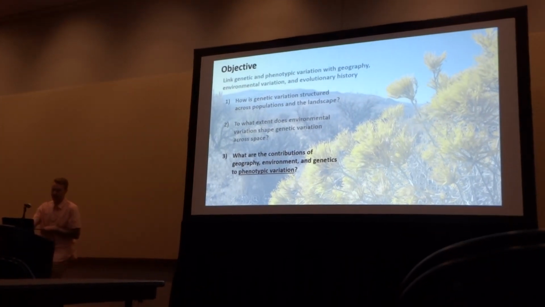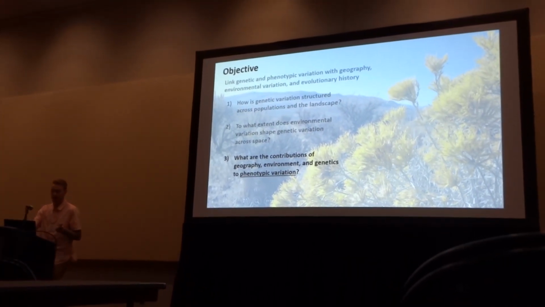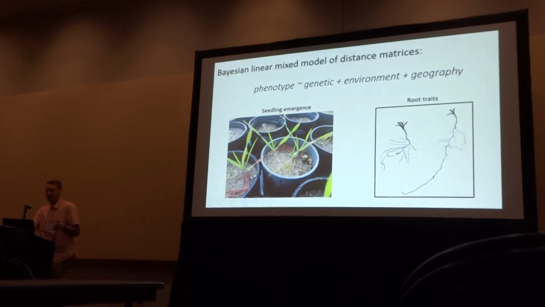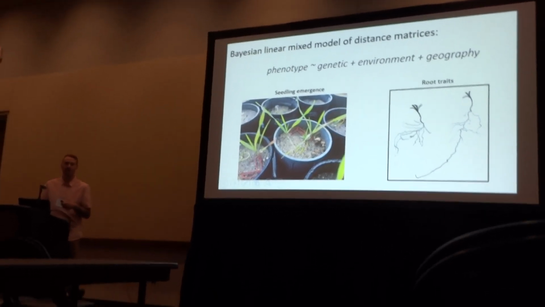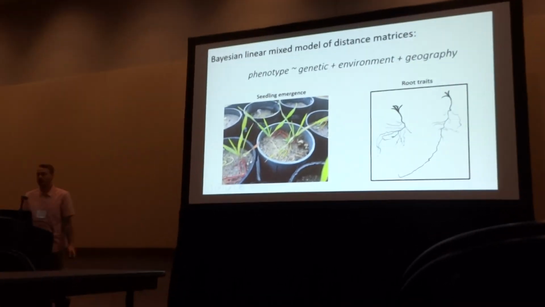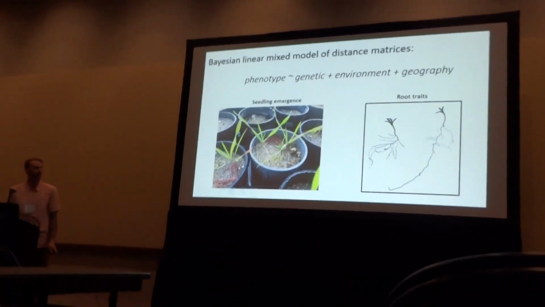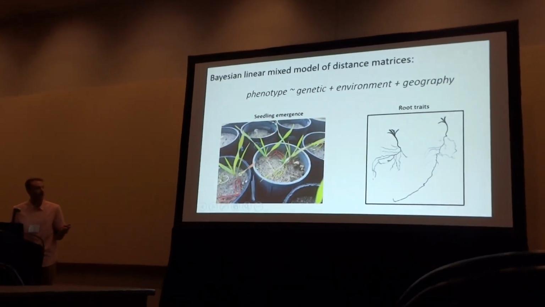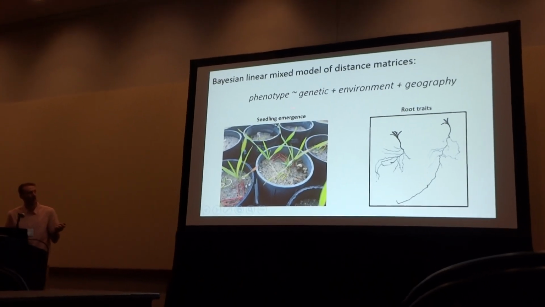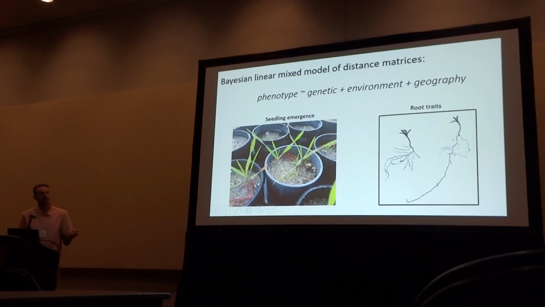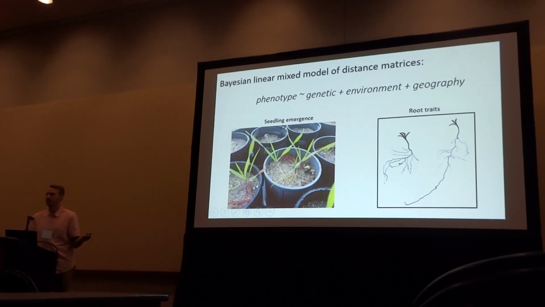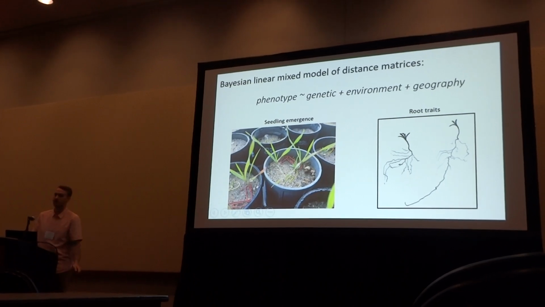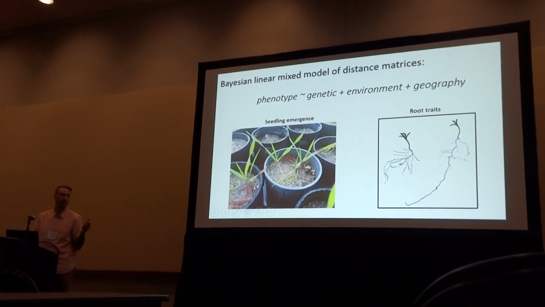Next, we look at phenotypic variation. I admit I'm new at building these hierarchical Bayesian models, but it's something I'm really interested in exploring. I'm going to just talk through what I've been thinking and doing with these. I used distance matrices of genetics, environment, and geography to explain 2 different phenotypes. I used seedling emergence and a composite variable of root traits that have been shown to influence establishment.